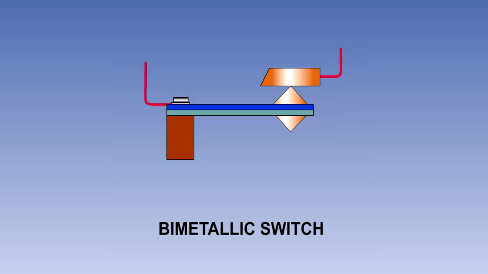Bimetallic switches are temperature-sensitive switches, which operate when a certain temperature is reached to provide an indication to the pilot or to activate or deactivate a circuit. The switch consists of a bimetallic strip made up of two strips of dissimilar metals bonded together. The strip is fixed at one end, with the other end free to move up and down. The free end has an electrical contact on it.